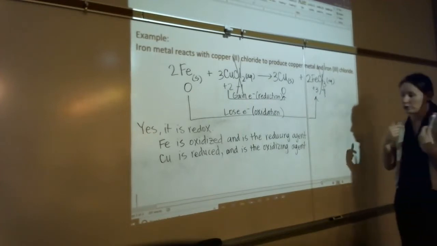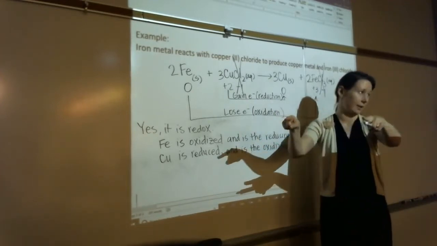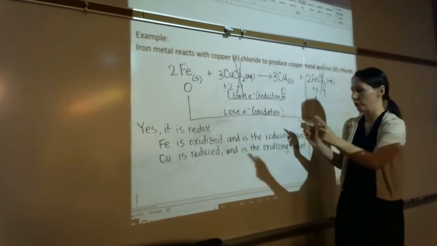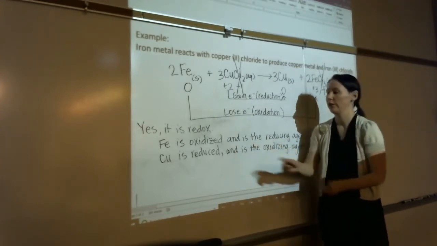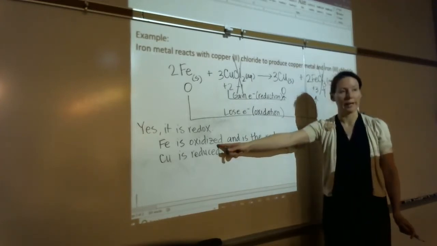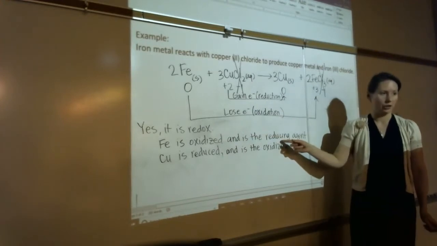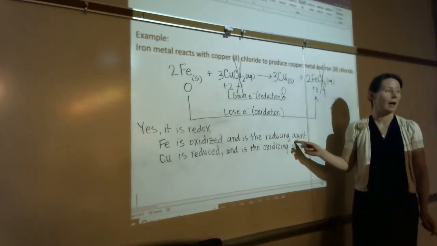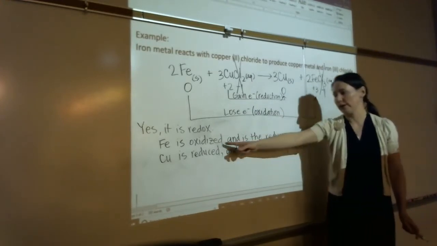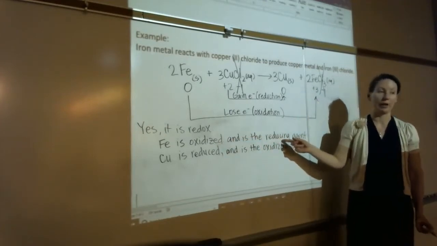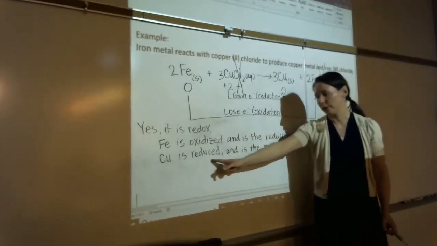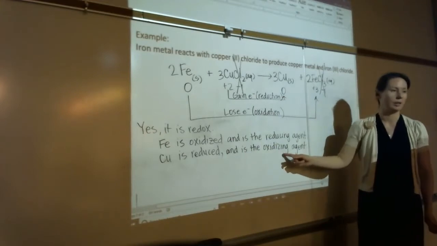Because if you get reduced, you're letting someone else get oxidized. Okay? So these two are always going to be the opposite of each other. Whatever gets oxidized is the reducing agent. Because remember, agent means allows to occur. So if iron gets oxidized, it's allowing something else to get reduced. And if copper gets reduced, it's allowing something else to get oxidized.